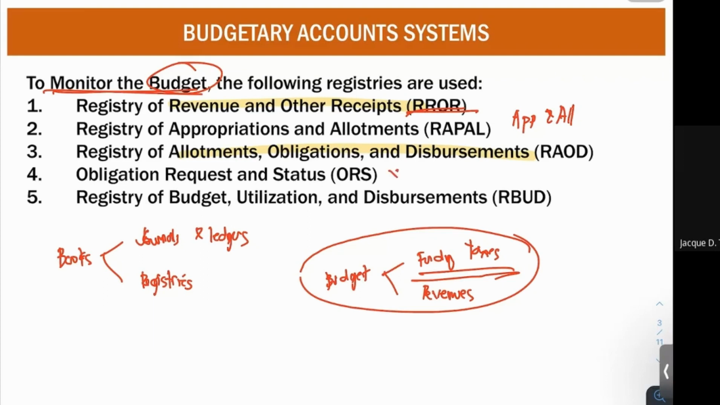Actually, this should not be included as part of our registries. It is only used as a source document to support our obligations, including their disbursement. Again, it is only a support document. Next, we have your registry of budget, utilization, and disbursement, RBUD. This is used to record the special budget, their utilizations, and disbursement. Okay, RBUD is special budgets.